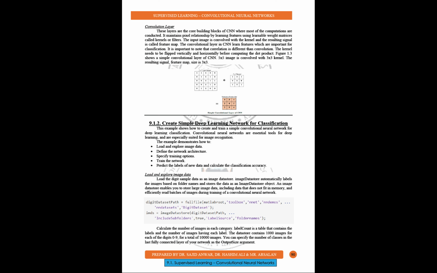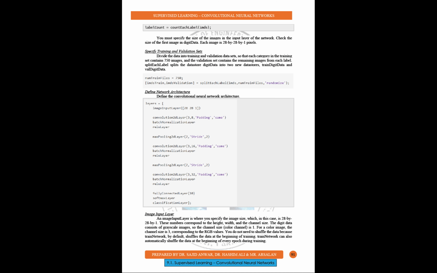Then we are going to calculate the number of images in each category, and label count is basically a table that contains the labels and number of images having each label. The data store contains 1000 images for each of the digits 0 to 9 for a total of 10,000 images. You can specify the number of classes in the last fully connected layer of your network as the output size argument. So this is how you're going to do it.